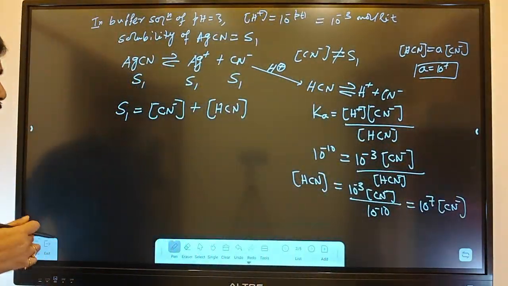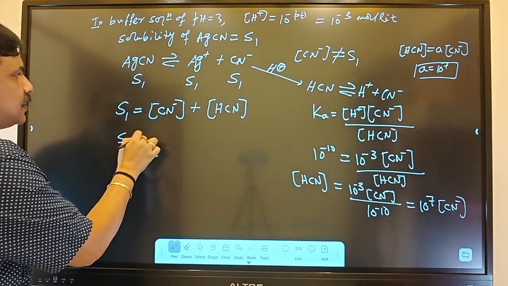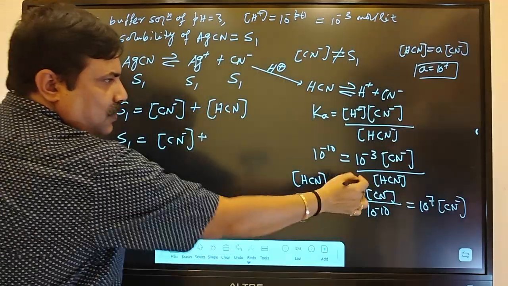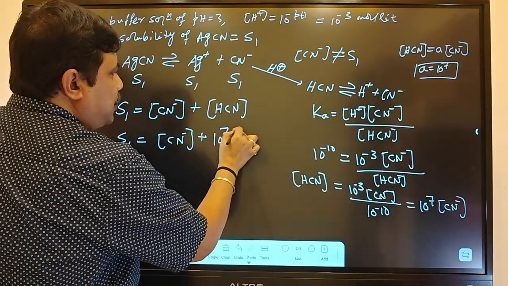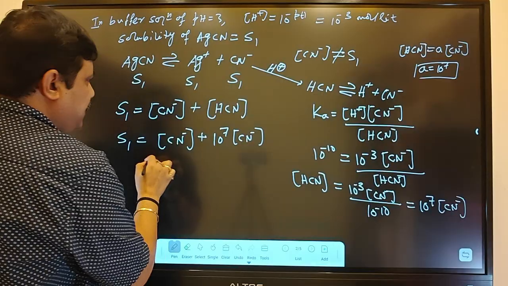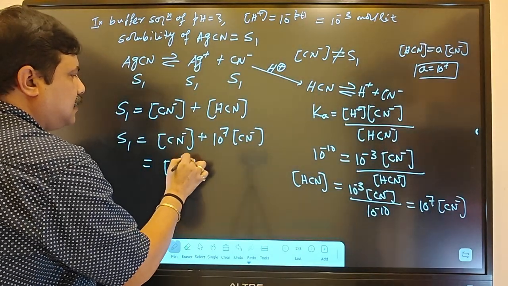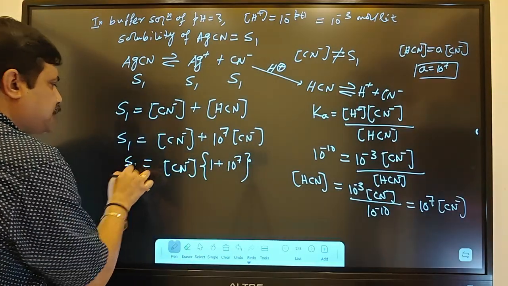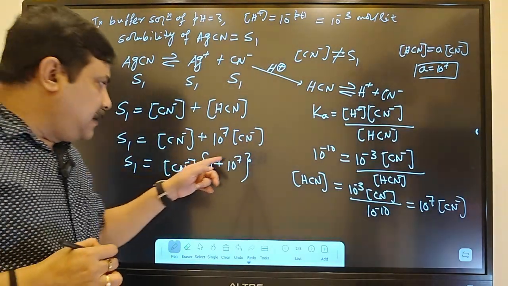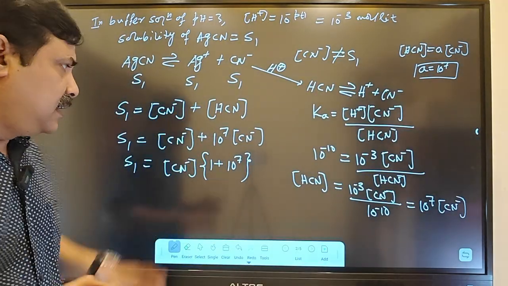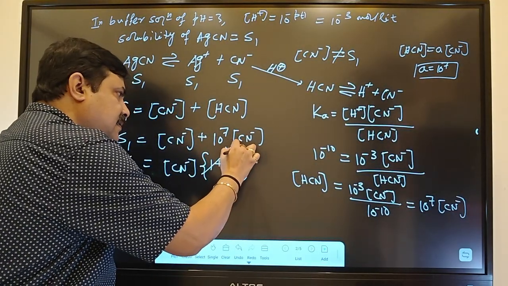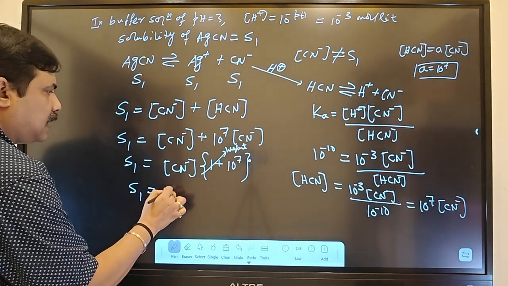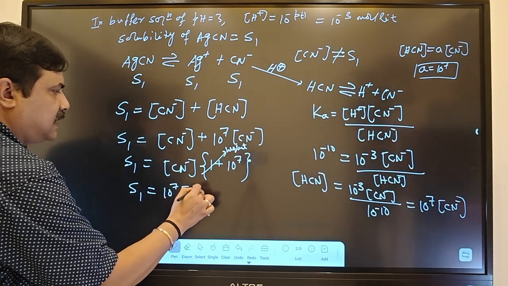Now, if you look over here, S1 equals cyanide ion concentration into, instead of HCN, what can I write? 10 power of 7 into cyanide ion concentration. If I take cyanide ion concentration common, then what can I write? 1 plus 10 power of 7, which will be equal to S1. With respect to 10 power of 7, 1 is negligible, neglecting 1.